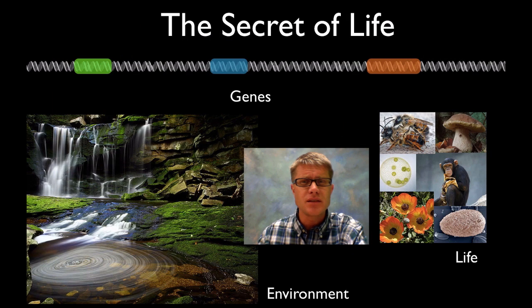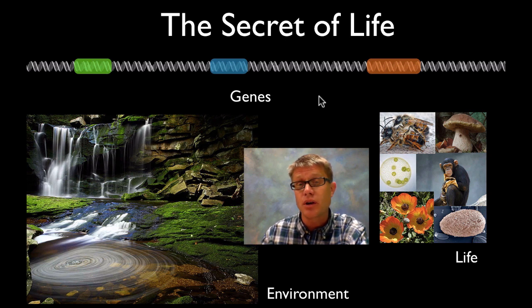So why is this the secret of life? Well, little bits of DNA are called genes. And so this could be gene 1, gene 2, and gene 3. And so basically, if we look at all life on our planet, all life has DNA. Where did we get that DNA? We got it from our parents. And where did they get it? From their parents and parents and parents and parents and parents back.